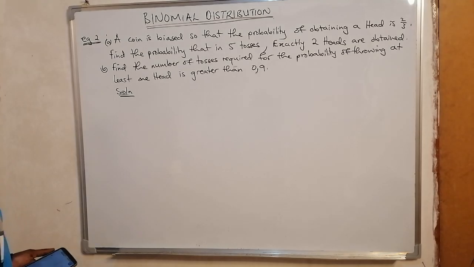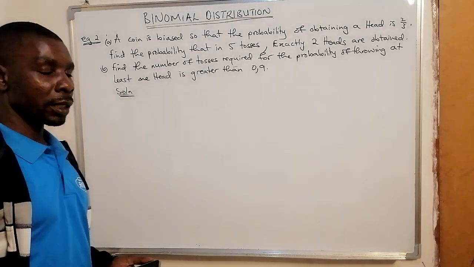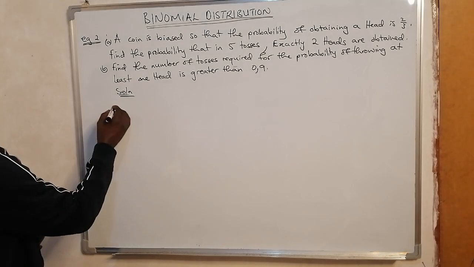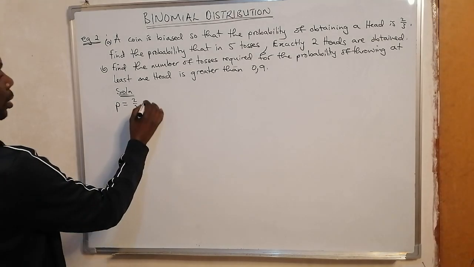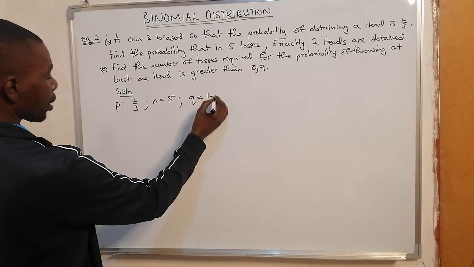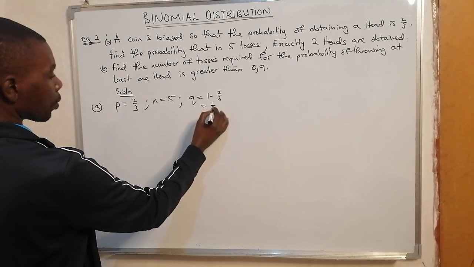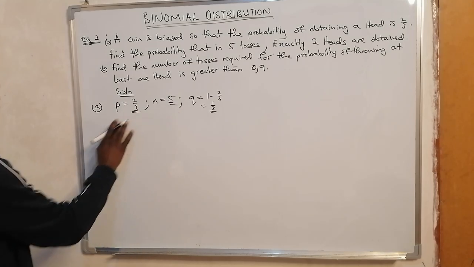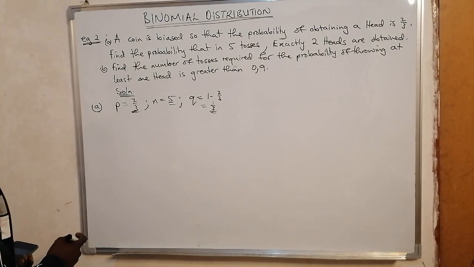Right, we are given that a coin is biased so that the probability of obtaining a head, our probability of success, is 2 over 3. We have our p as 2 over 3. Find the probability that in 5 tosses, therefore n equals 5 and q equals 1 minus 2 over 3, which is 1 over 3, right? So this is the information that we are given.